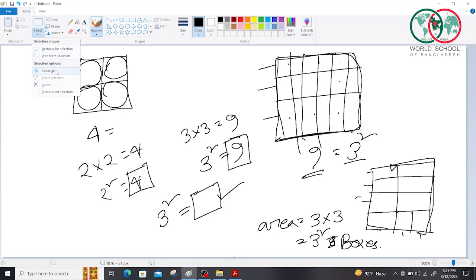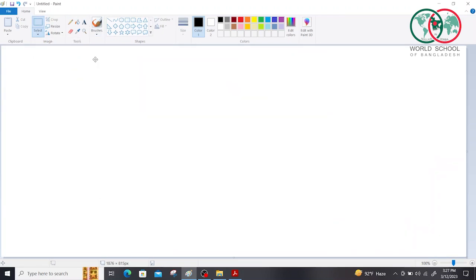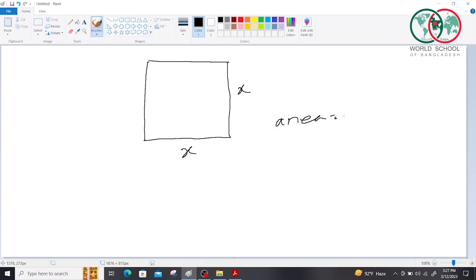Suppose you were told that I have a paper whose length is x and width is x. That means it's a perfect square. So the area of this will be x square.